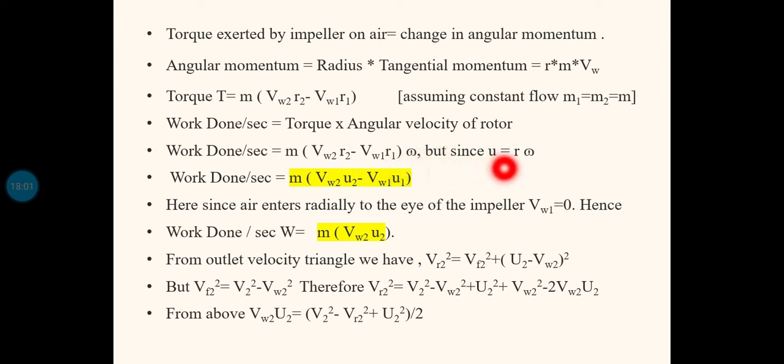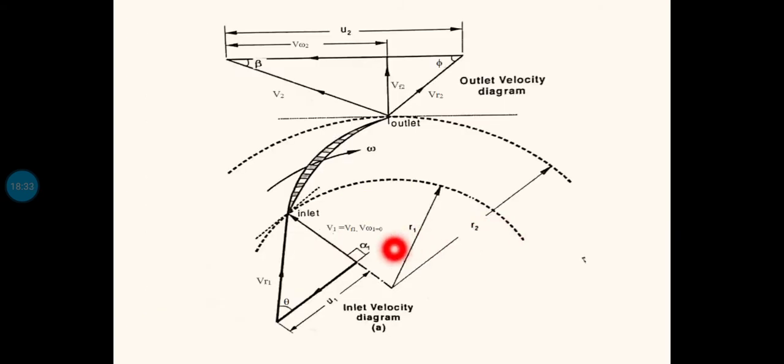But we know that u is equal to r omega. So on multiplying omega inside the bracket, we will get m into Vw2 R2 omega minus Vw1 R1 omega. But u is equal to r omega, so R2 omega is u2 and R1 omega is u1. So the final equation becomes work done per second equal to m into Vw2 u2 minus Vw1 u1. So this is the general equation. Now you may have a confusion, as I have already told that the air will be entering at the eye of the impeller in the radial direction, so Vw1 is equal to 0.